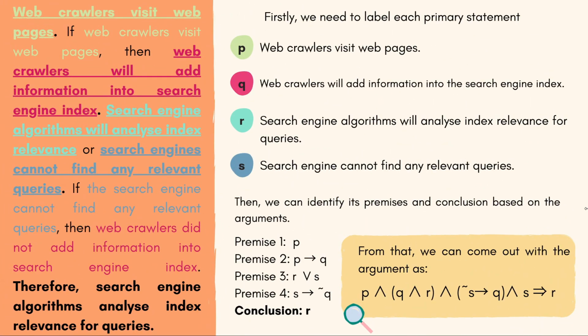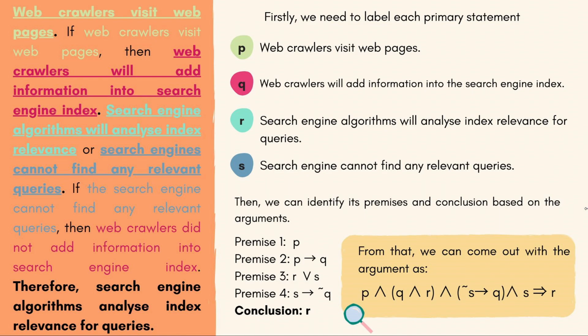From this statement, we can assign the variables: P, web crawlers visit web page; Q, web crawlers will add information into the search engine index; R, search engine algorithm will analyze index relevant for queries; and S, search engine cannot find any relevant queries. And then we can have the premises. Premise 1, we have P, which is web crawlers will visit web page. Premise 2, if web crawlers visit web page, then web crawlers will add information into search engine index, will be P implies Q.